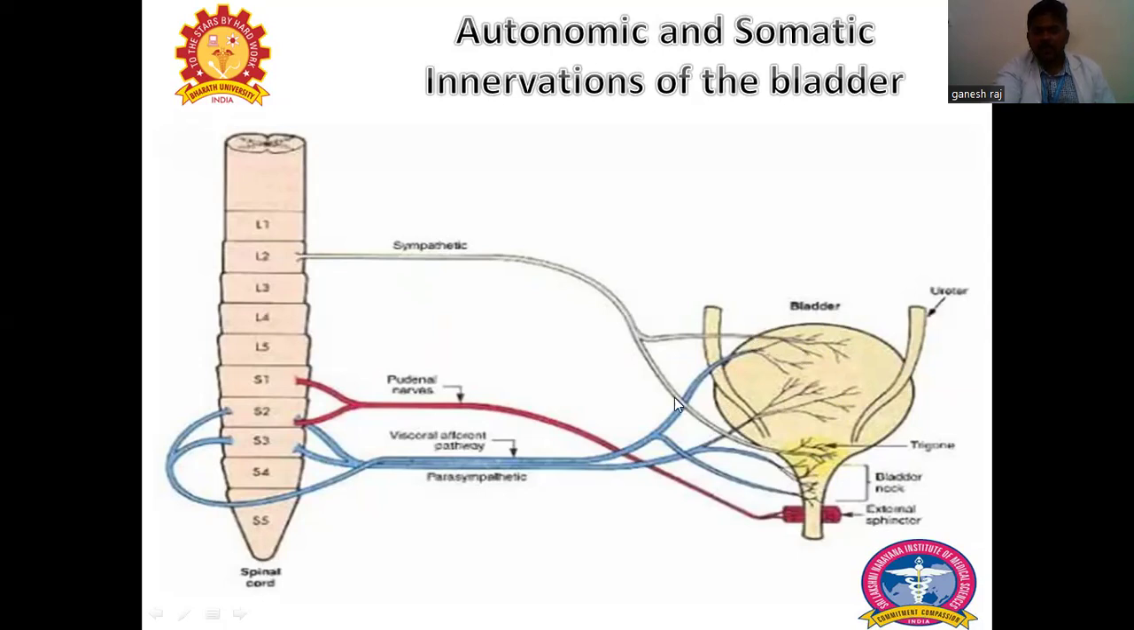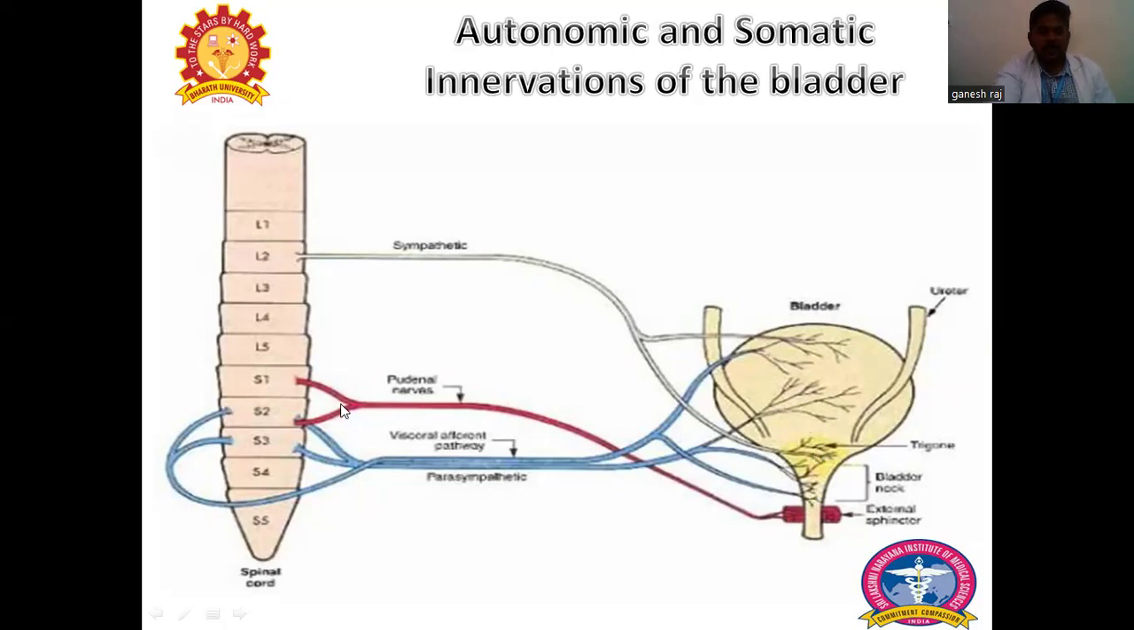One more function done by sympathetic nerve is they are closing the internal urethral sphincter. So therefore, the semen cannot pass through the bladder. Semen cannot enter into the bladder. So the internal urethral sphincter is contracted. So during the time of ejaculation, the semen cannot enter into the bladder. This is prevented by sympathetic nerve, which are closing the internal urethral sphincter.